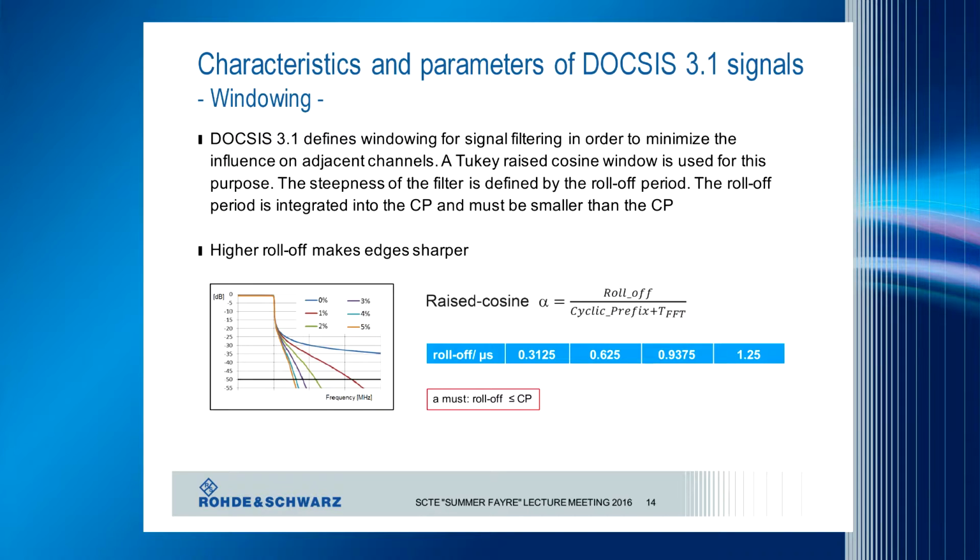And here, a very important rule. I talked about the cyclic prefix before, for dealing with microreflections. If you define the filtering, of course, the value of the filtering must always be lower than the cyclic prefix.